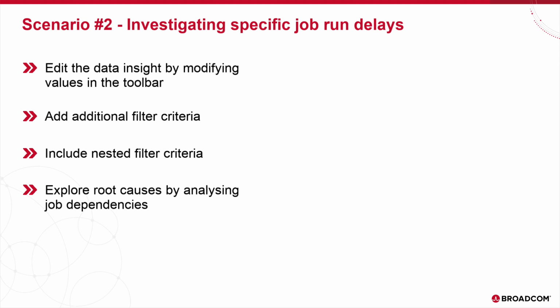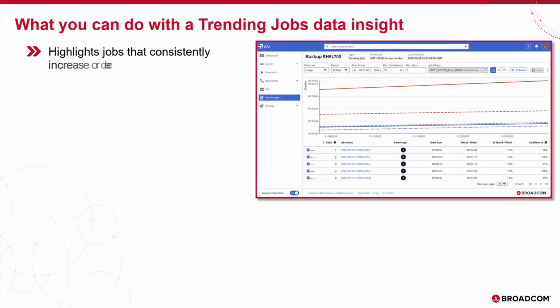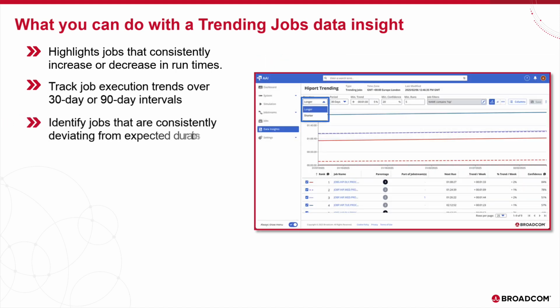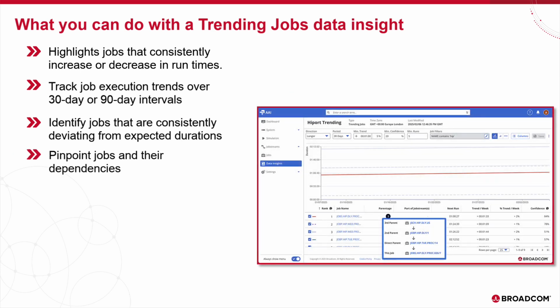Now let's review what you can do with a trending jobs data insight again. The trending jobs data insight highlights jobs that demonstrate a consistent increase or decrease in runtime over a time interval. With a trending jobs data insight, you can track job execution trends over a 30-day or 90-day interval to detect recurring inefficiencies. Identify jobs that are consistently deviating from their expected execution time and proactively resolve inefficiencies. You can pinpoint jobs and their dependencies for root cause analysis.